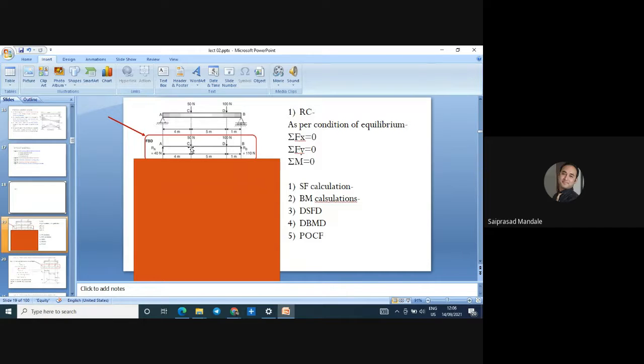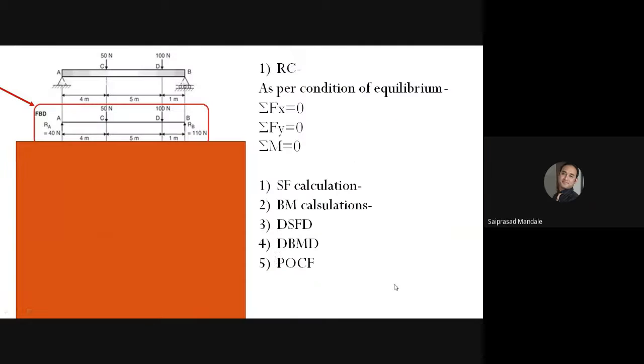Point C is as it is, D is as it is, and only A and B we have replaced as RA and RB. You can see over here, this is RA and this is RB. Now look at the direction of the forces. RA, which is the support, is going upward, C going downward, D going downward, and RB going upward.